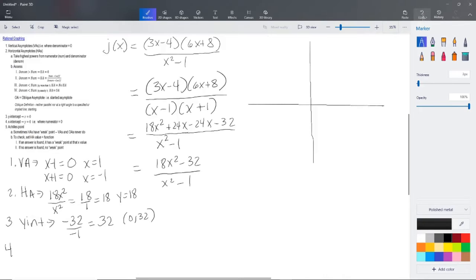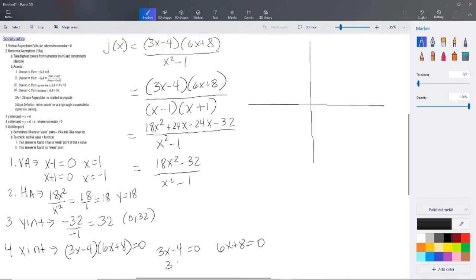Step number 4 is the x-intercept. With the x-intercept, we can go back to the original form here, the very top one. It shows our numerator was one parenthesis times another parenthesis, and we want to set that equal to 0. In other words, 3x minus 4 times 6x plus 8 equals 0. This means that 3x minus 4 is 0, and that 6x plus 8 is 0.